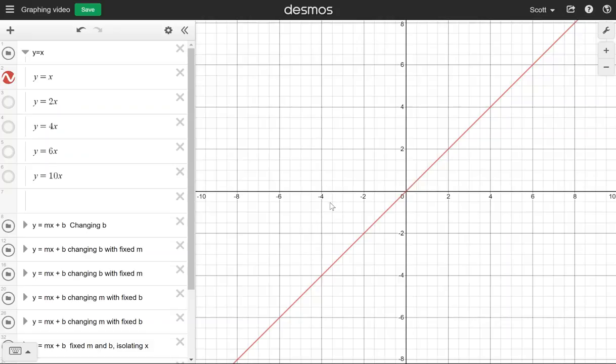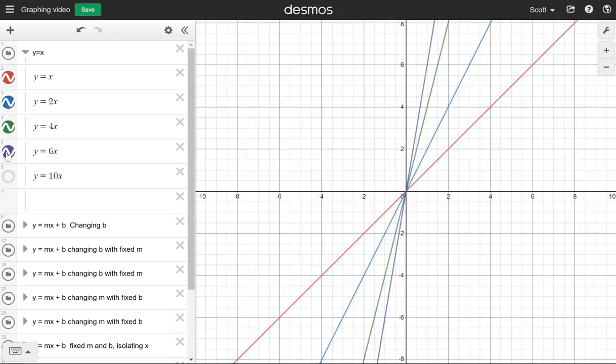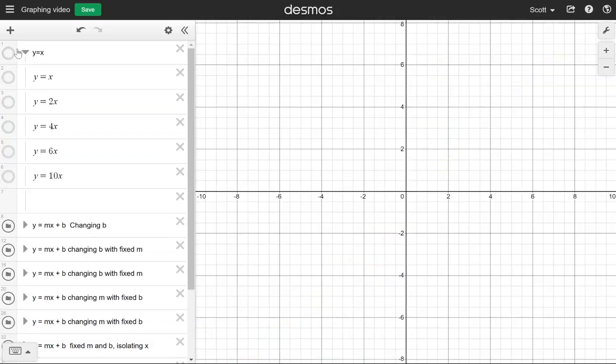So here, this is y equals x. And then we put up y equals 2x. Then we do 4x, 6x, and then 10x. And again, I want you to be very specific about what's going on when you explain how things are changing.